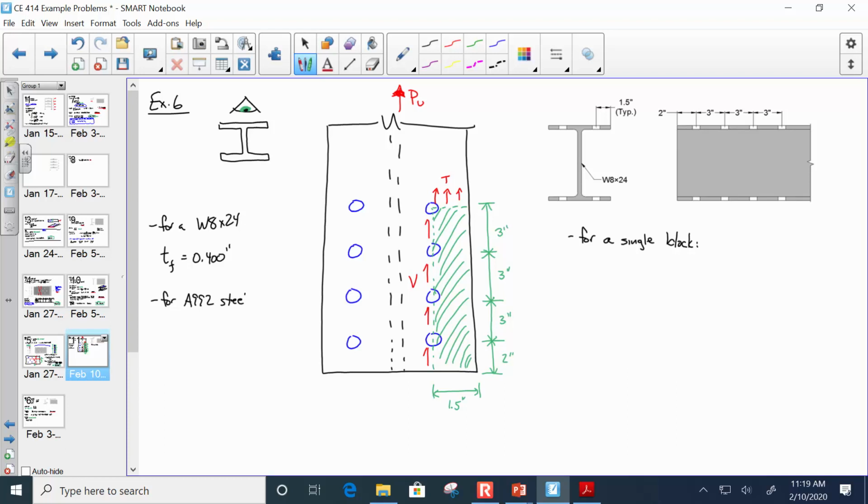But we're also going to need A992 steel, because in order to compute the capacity, we need a bunch of F_y's and F_u's all over the place, so we're going to need that.